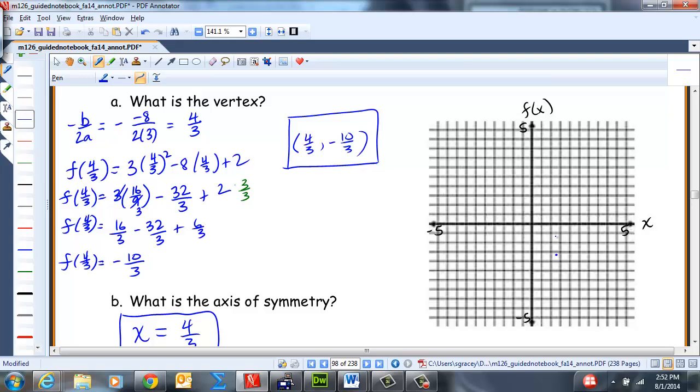Actually, let me see, 1, 2, 3.5. It's going to be a little closer. It'll be about here. So that is our vertex. This guy has a positive a. It's a equal to 3, so it's going to open upward. And let's go ahead and dash in our axis of symmetry. So it'll be something like this.